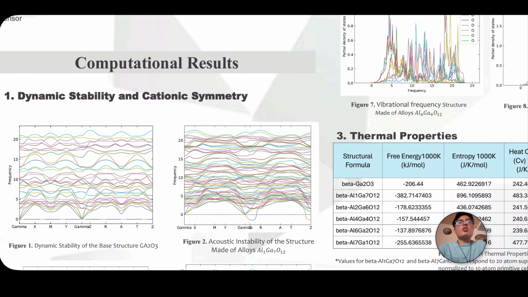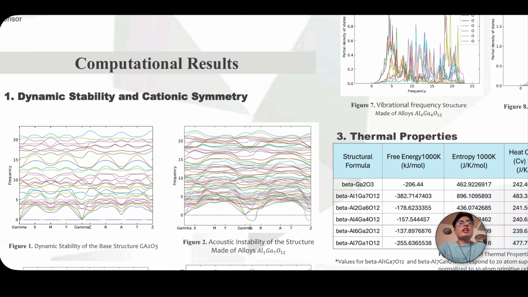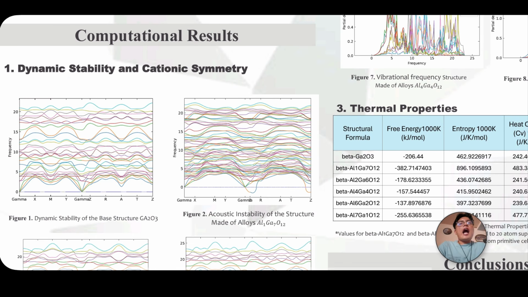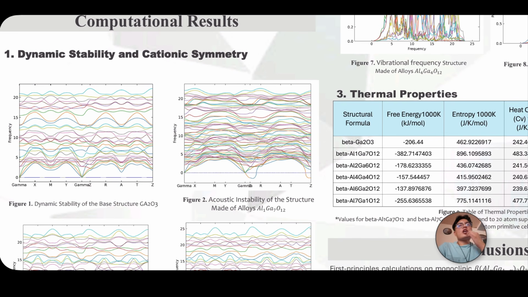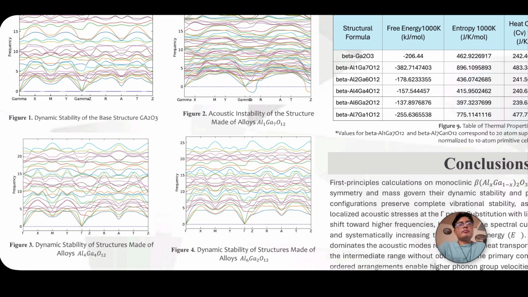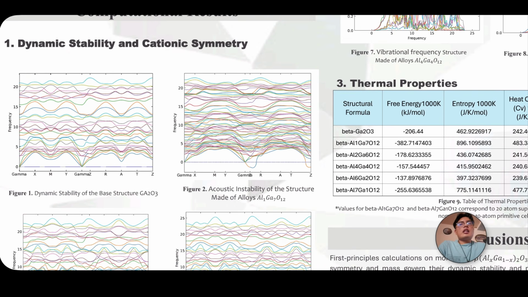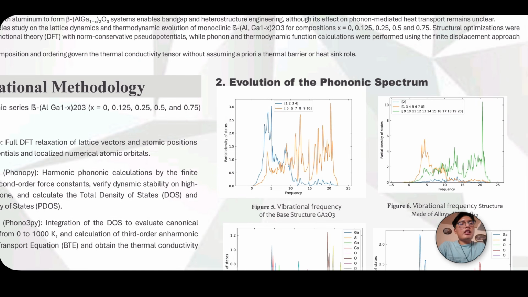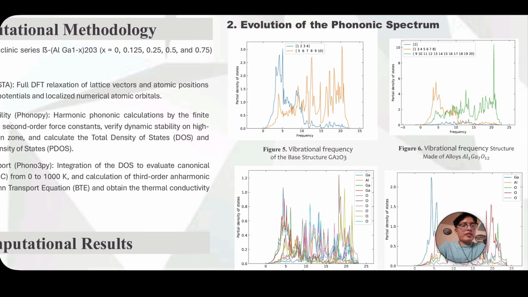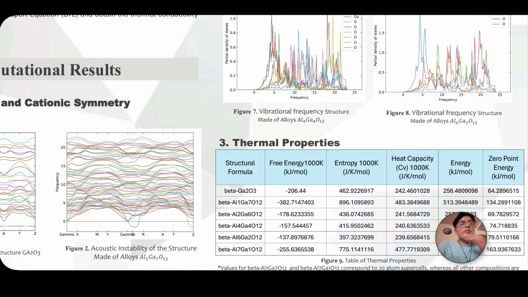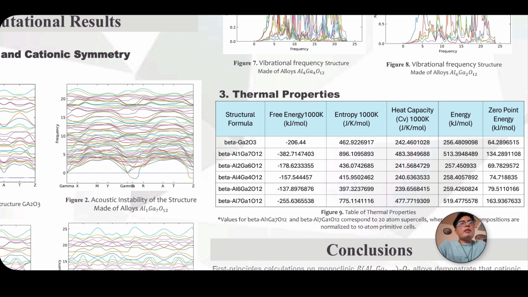Continuing with the structure of the poster, we present the computational results we obtained at each stage mentioned in the computational methodology section. And we will cover 3 important points. Number 1, dynamic stability and cationic symmetry. Number 2, evolution of the phononic spectrum. And number 3, thermal properties.